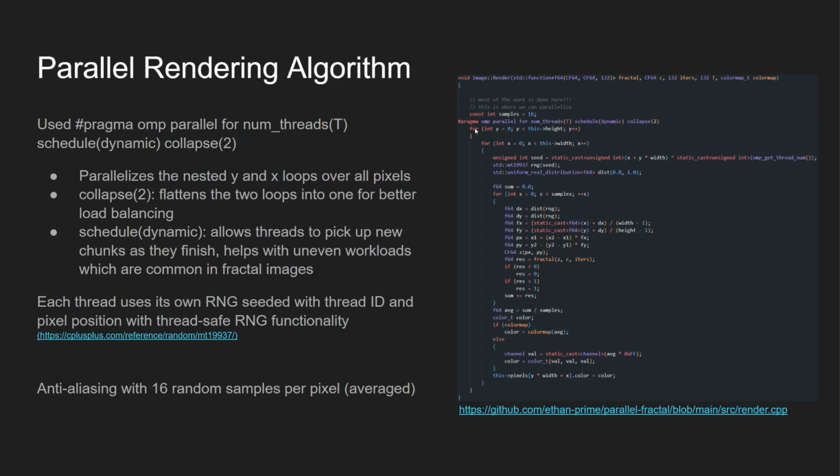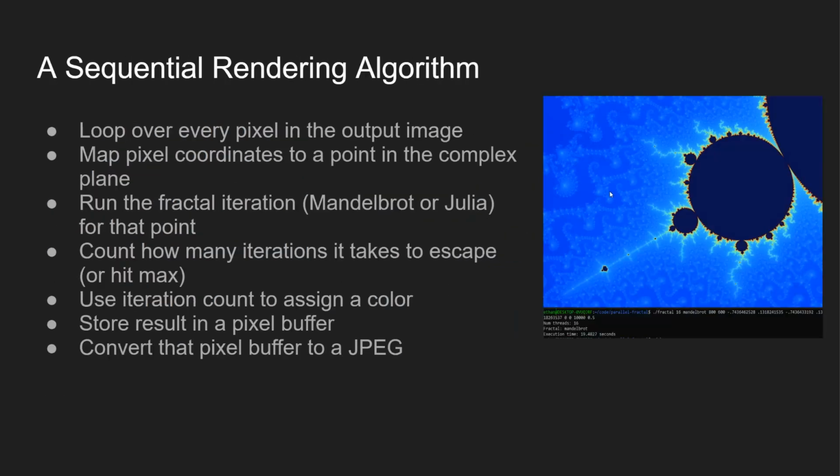I used OpenMP for this, and we just have one preprocessor directive here, and it's basically saying we want to parallelize this for loop with T number of threads, which is given as a command line argument to the program, and we want a dynamic schedule. What that means is that, for example, if we look at this fractal, if we just naively gave, say, each thread a band of the image, some bands are much more compute intensive than others. So this would be an unbalanced load.